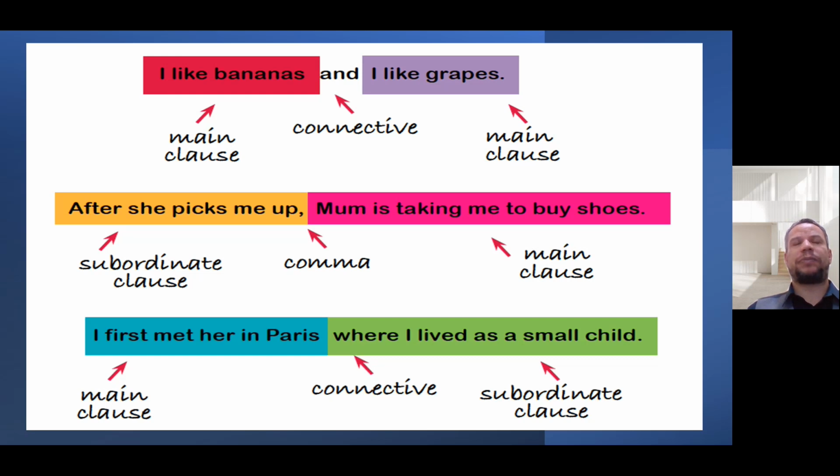Okay, let's see the second one. After she picks me up. Okay, stop here. Did you get a complete meaning? After she picks me up. No.